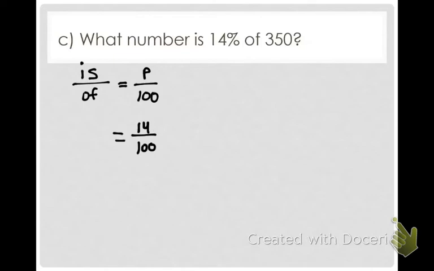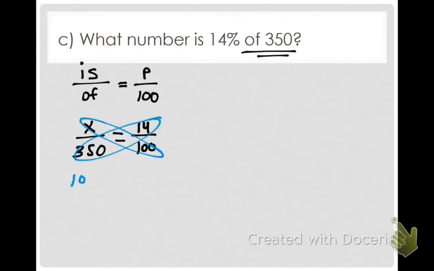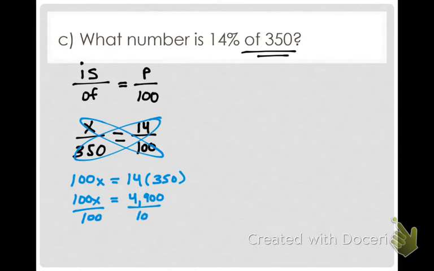Next up, which one do I know? The is or the of? The of, because it says of 350. So what's my unknown? The is. So I'm going to put an X right there. So many of you did cross products, which was the way you wanted to go. 100x equals 14 times 350. What is 14 times 350? 4,900. You're trying to get that x all by itself, so you divide it by 100.